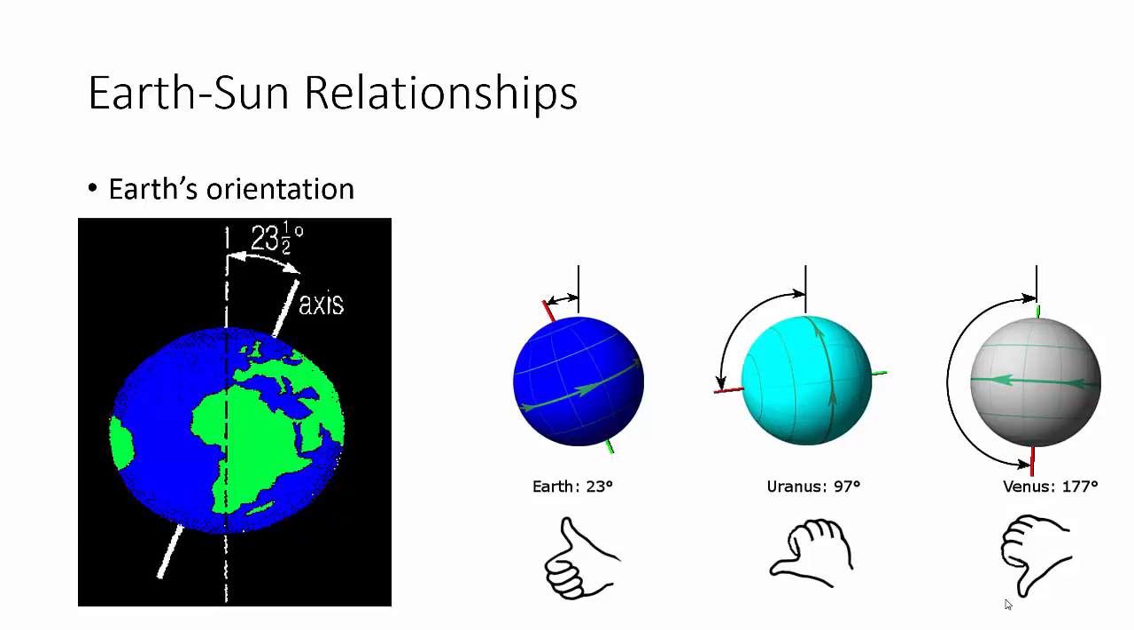We're at 23.5 degrees. Uranus, I know, it's Uranus or Uranus. They're both not awesome, so I'm just going with Uranus. Uranus is on its side, 97 degrees. Technically a little bit more than on its side. Venus is almost completely upside down at 177 degrees. So, keeping that in mind, 23.5 degrees, not all that nuts. Although this 23.5 degrees does have a lot to do with our seasons, as we'll see here soon.